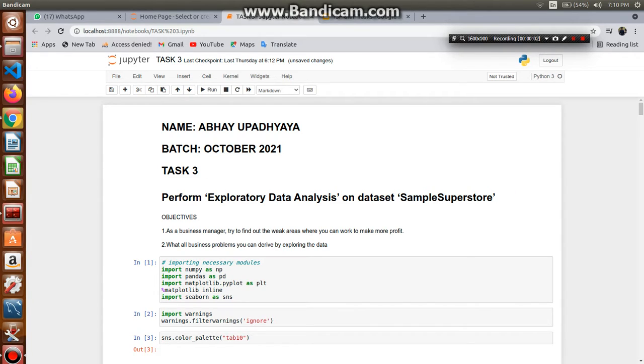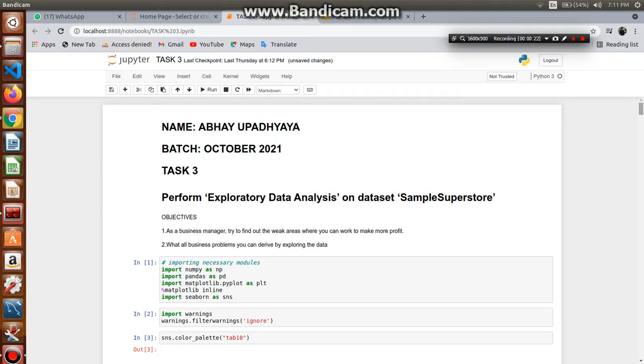I am a data scientist and business analyst intern at the Sparks Foundation, and this is my submission for task 3. Perform exploratory data analysis on dataset sample superstore. What are the objectives? As a business manager, try to find out the weak areas where you can work to make more profit and what all business problems you can derive by exploring the data.